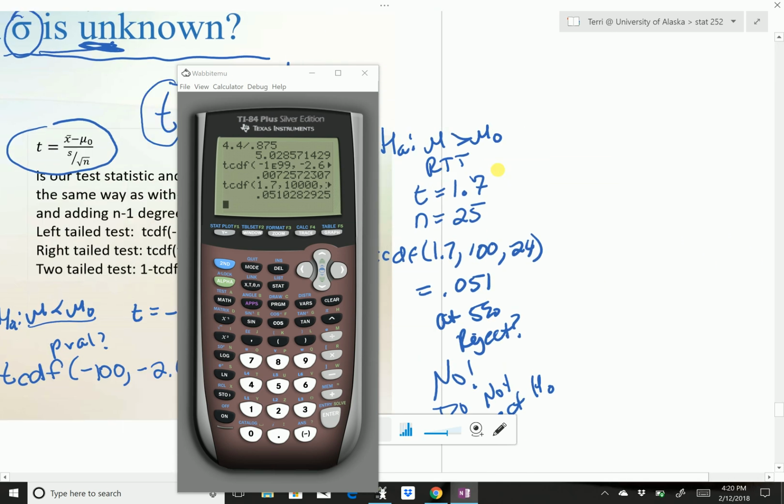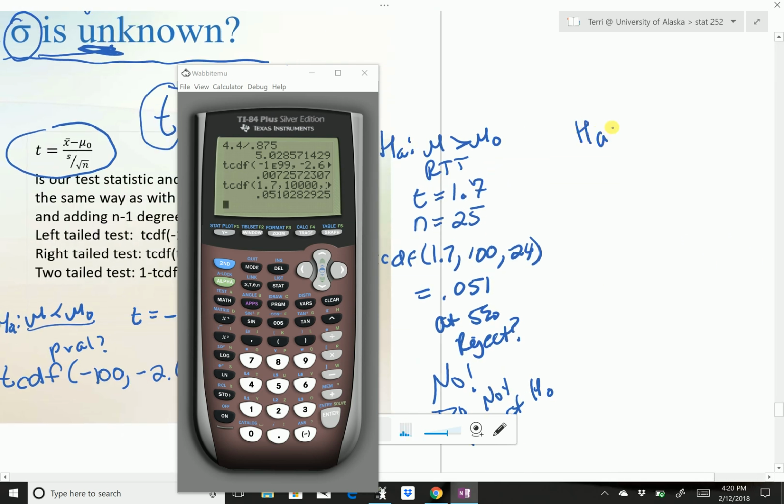So finally, we have a two-tailed test. So if I have a two-tailed test in this situation, so this is a two-tailed test. Let's say I get a test statistic of, I don't know, 2.1. Okay. This time my n's pretty small. Let's make it 15. And I want to see if I'm not equal to some number.